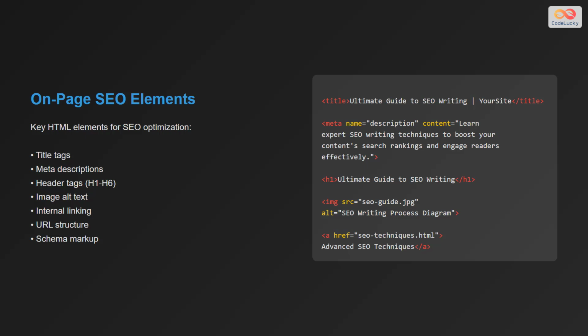On-page search engine optimization elements. Key hypertext markup language elements for search engine optimization include title tags, meta descriptions, header tags which are from H1 to H6, image alternative text, internal linking, uniform resource locator structure, and schema markup. An example of optimized hypertext markup language structure is shown here.